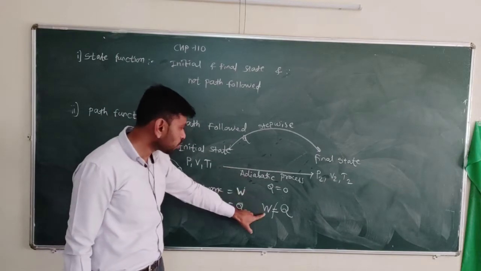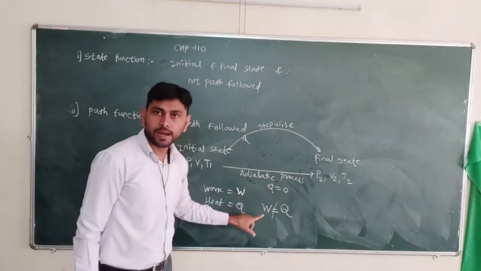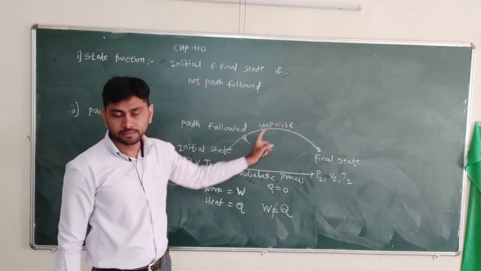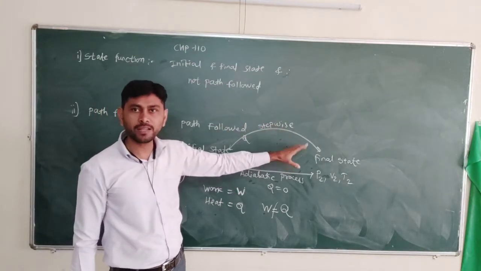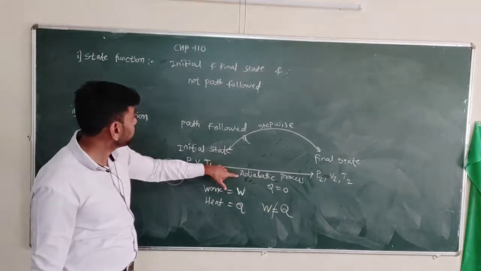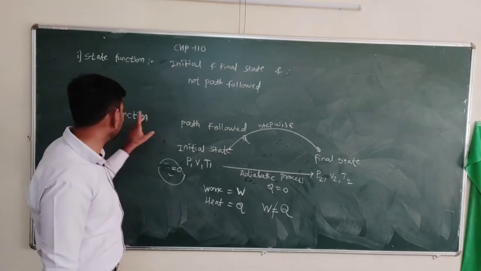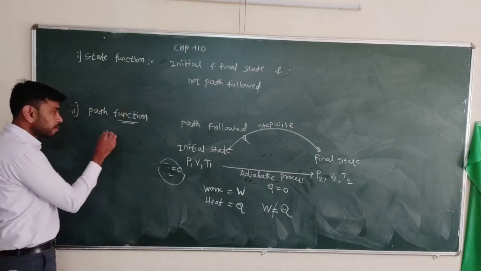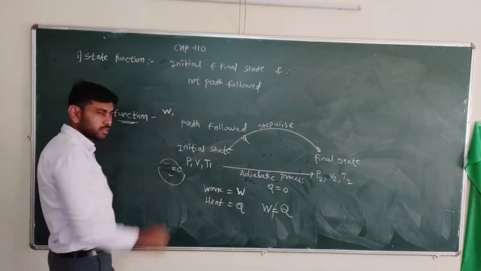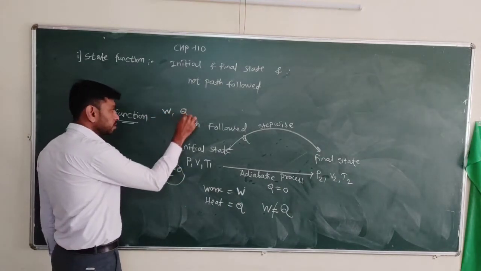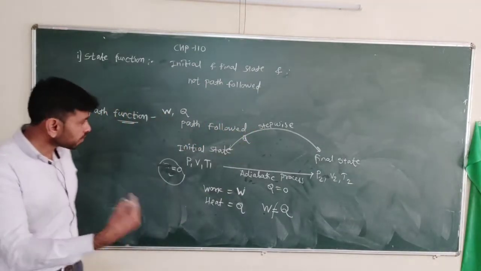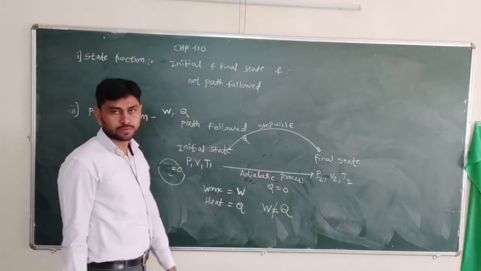That's why these two quantities, Q and W, work and heat, are path dependent. If we change the path, then there should be a change in these quantities. So these are path dependent quantities, and path dependent quantities are called path functions. So W is a path function, Q is a path function, because they change according to the path. See another quantity, that's internal energy of the system.